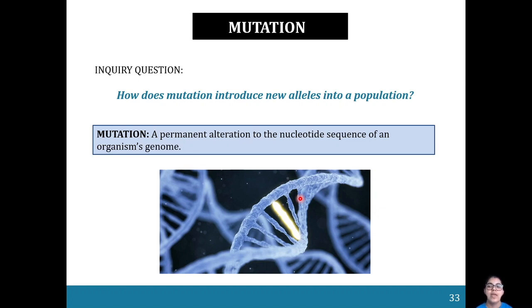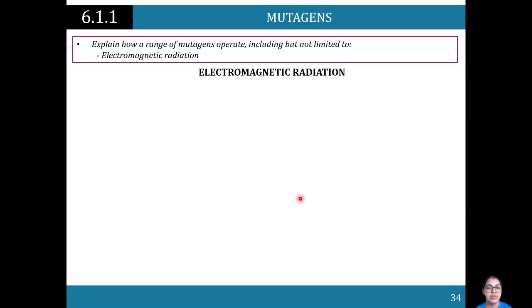Here we are. Our inquiry question is, how does mutation introduce new alleles into a population? Remember, a mutation, firstly, is a permanent alteration to the nucleotide sequence of an organism's genome. This is where natural circumstances or their own system leads to the alteration of someone's own nucleotide sequences, which then changes the proteins that they are able to make.